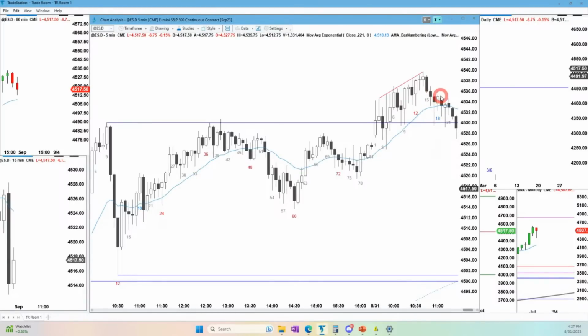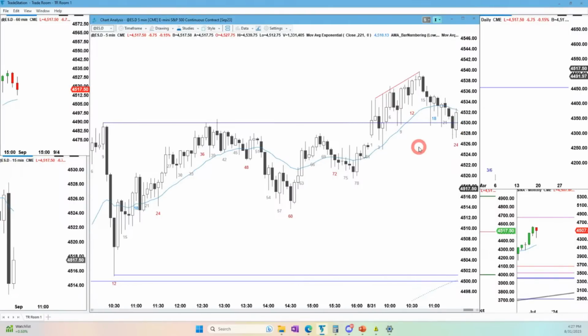Down on 17, up on 18, down on 20, up on 21, down on 23, and we may reverse up on 24. And that's exactly what happened. So it's a wedge bottom and a double bottom with 4 and 24.